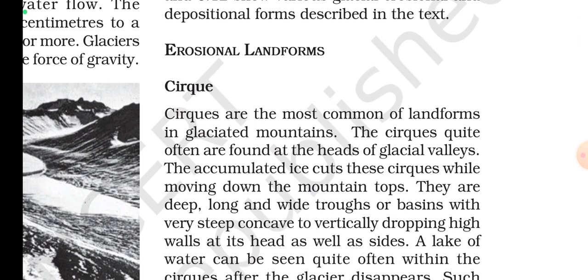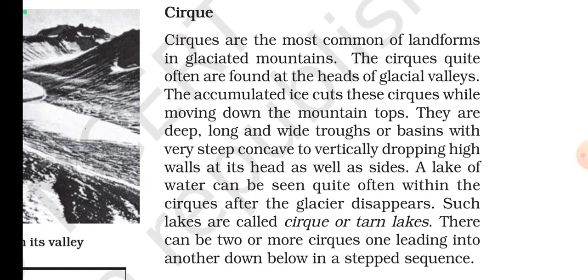Okay, now erosional landforms. Cirques are the most common of landforms in glaciated mountains. These cirques quite often are found at the heads of glacial valleys. The accumulated ice gouges these cirques while moving down the mountain tops. They are deep, long, and wide troughs or basins with very steep concave to vertically dropping high walls at its head as well as sides.